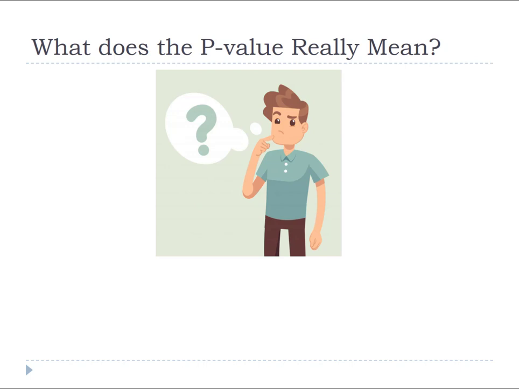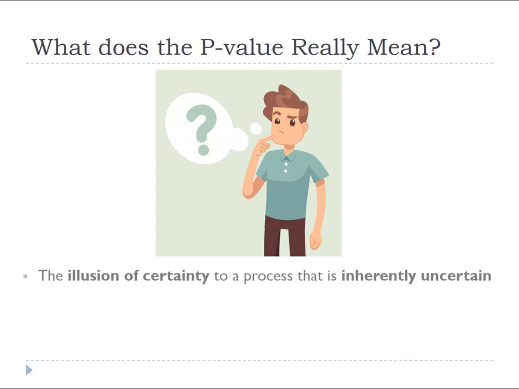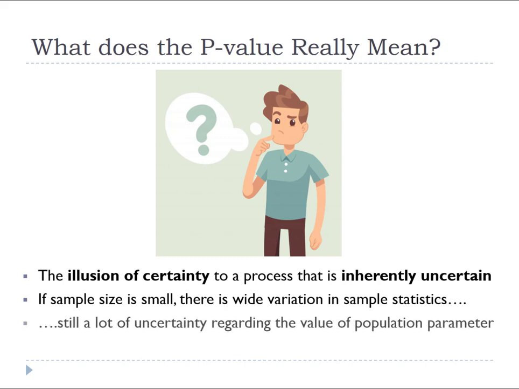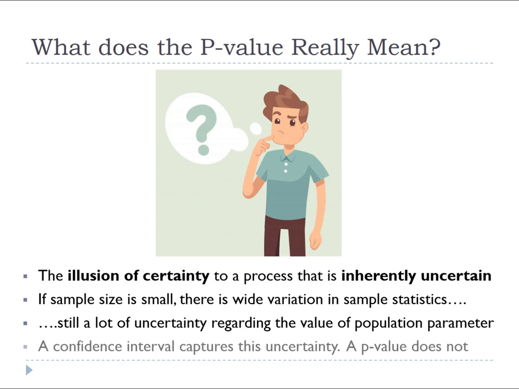How the p-value is used for making statistical decisions can give the illusion of certainty to a process that is inherently uncertain. If the sample size is small, then the variation in possible sample statistics around the unknown population parameter, measured using the standard error, can be quite large, meaning that there is still a lot of uncertainty regarding the value of the population parameter. A p-value does not reflect this uncertainty, whereas a confidence interval does. The p-value simply tells us the probability of obtaining the sample statistic we observed, or one more extreme, given the null hypothesis is true.